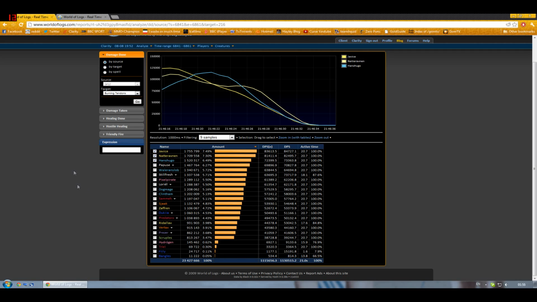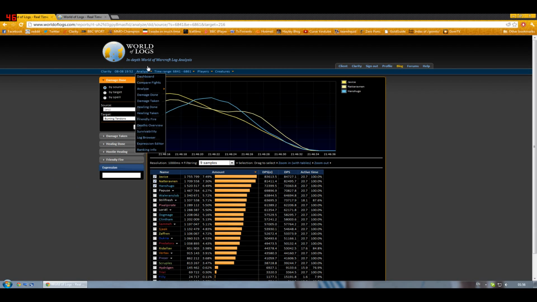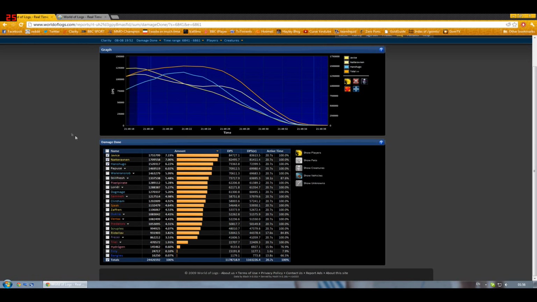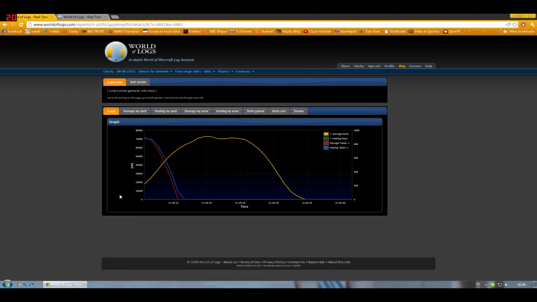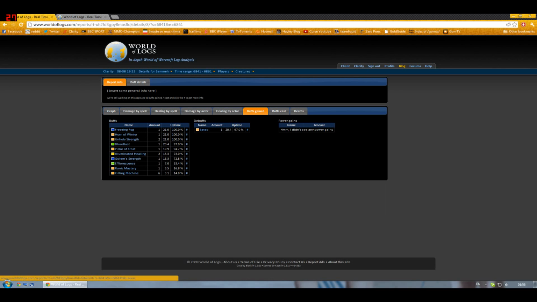So we can also use this time period to see what buffs people gained. If I go back to damage done and click on myself and see buffs gained, I can see, for example, how many Killing Machine procs I had in that time, whether or not I used my cooldown, which I did, whether or not I used a potion, which I did, and those are important things for a raid leader to see.